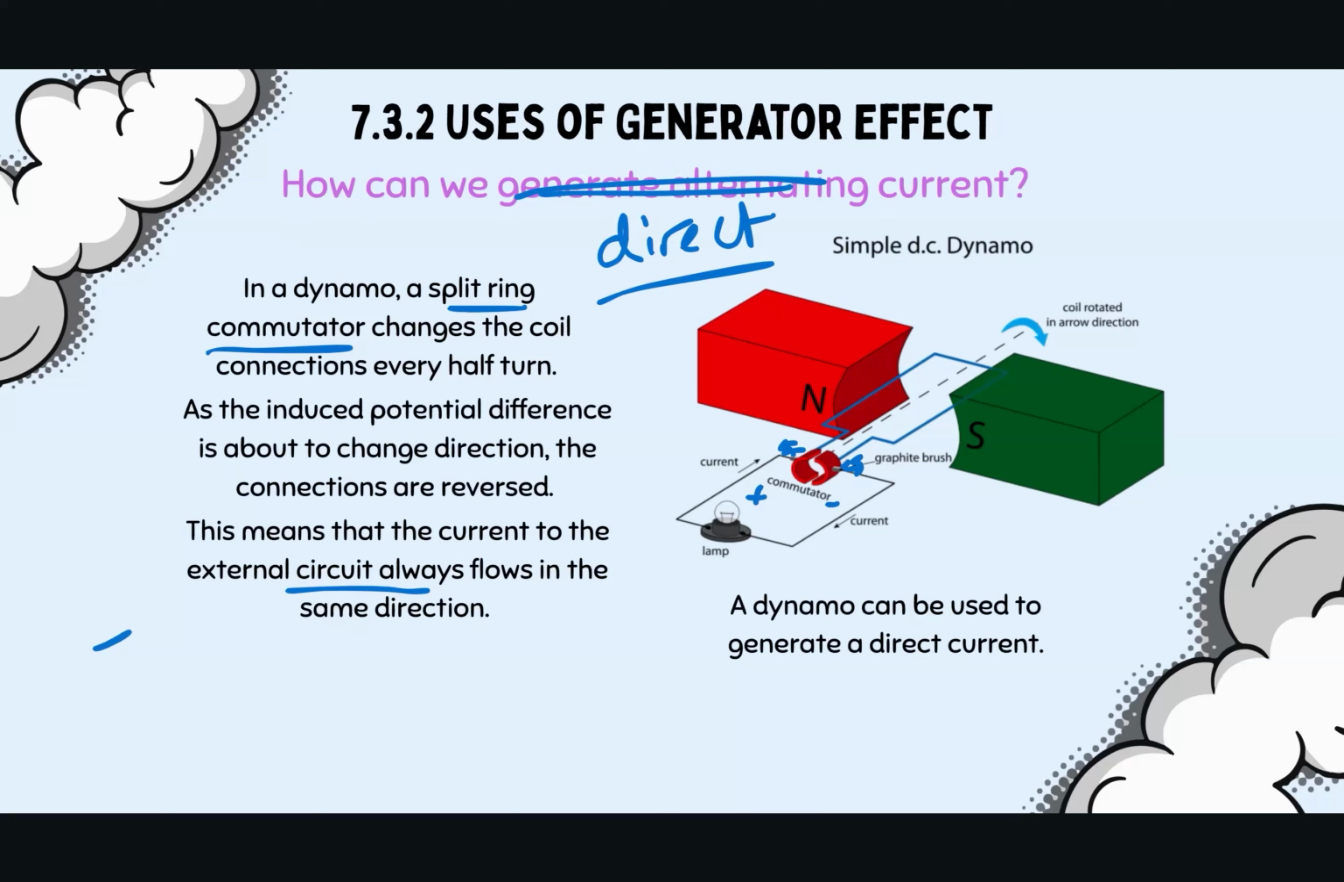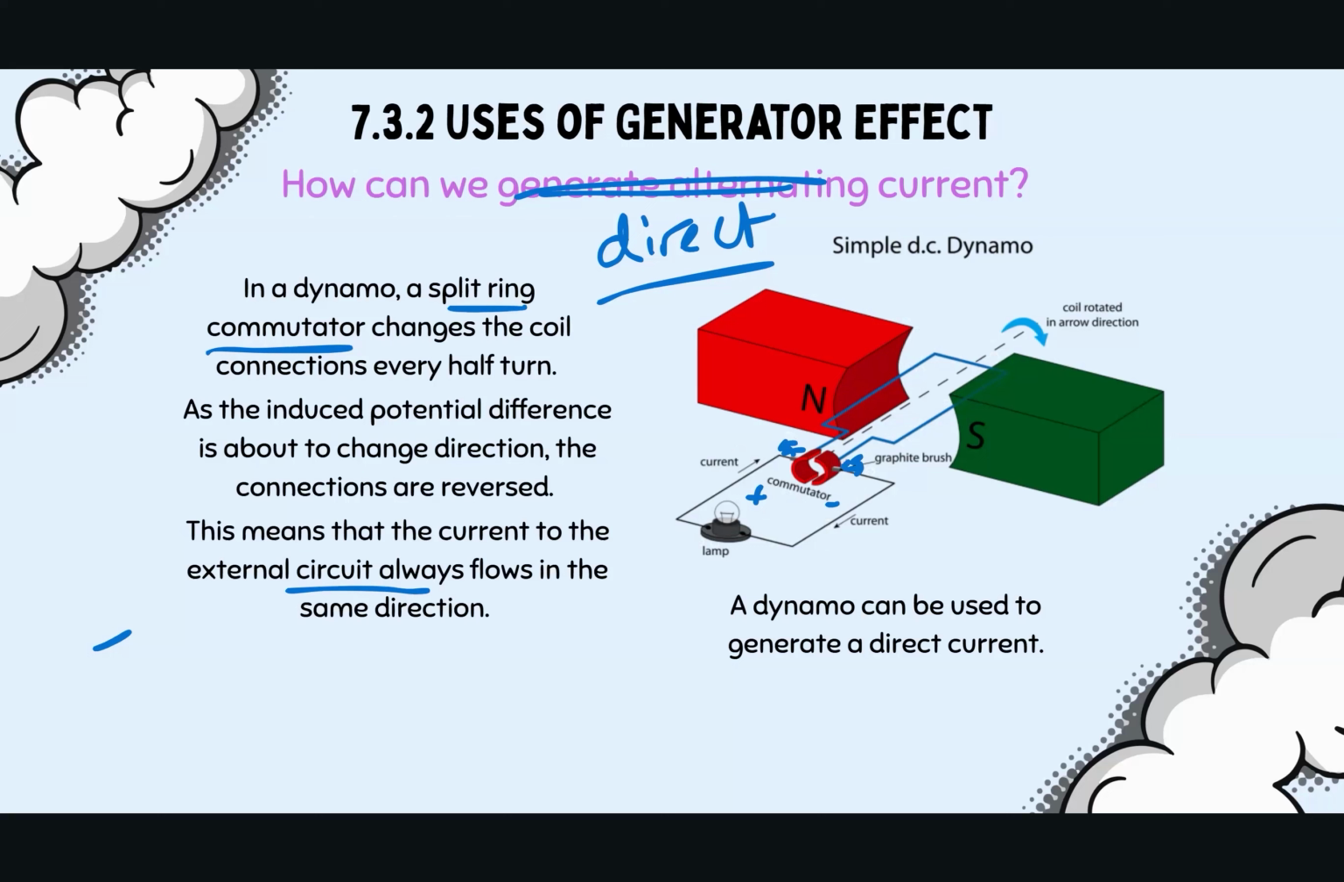So let's go through this step by step. The coil spins inside the magnetic field, same as in alternating current. As it spins, the coil cuts through the magnetic field lines, and that induces a potential difference across the coil. The current is induced. In other words, it causes current to flow. So now we've got current flowing through this coil, and it's part of a complete circuit, so the lamp will turn on.